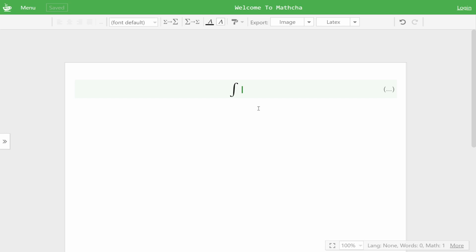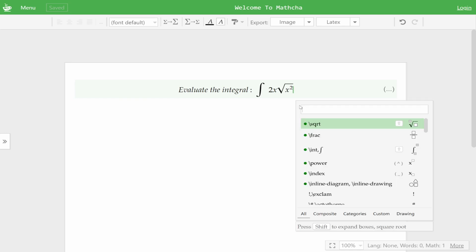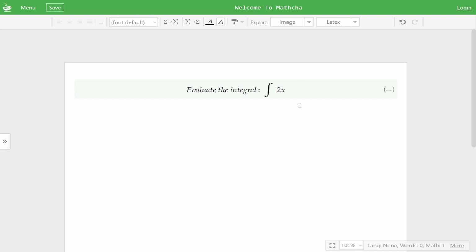Now the question is, so let me write up a question. Evaluate the integral of 2x times the square root of x squared plus 1. Why is it not working in this way? I need it to be inside of the square root. Square root of 1 plus x squared, okay, this works, and 2x. So this is the function we need to evaluate the integral of with respect to x.